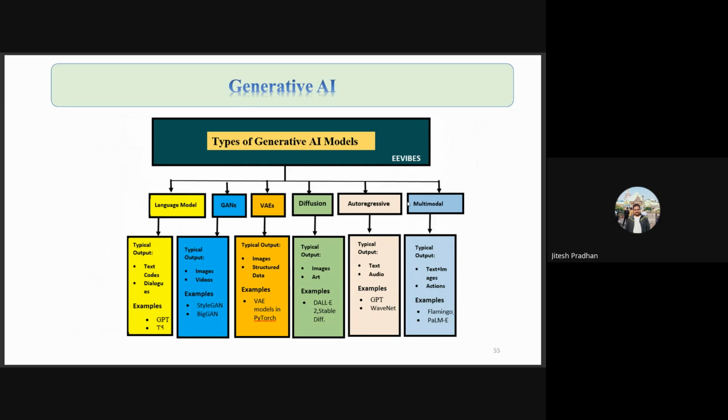If it's multimodal, it will be a combination of many things. It can be a combination of transformer, VAE, diffusion, or autoregressive. The typical output can be text and image, and it can be actions also. Examples are PaLM and Flamingo. So these are the common types of generative AI models. Up to this point, it is clear. If you have any doubt, you can ask me. Is it clear to all of you?